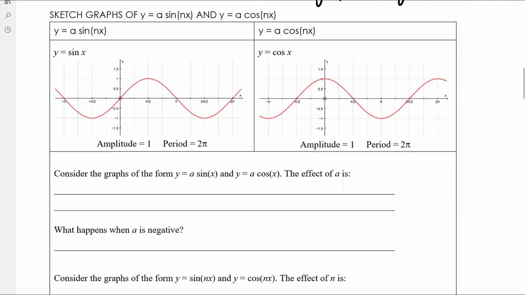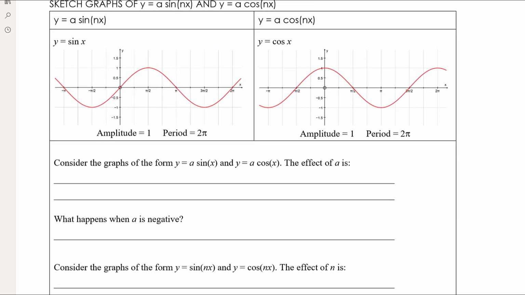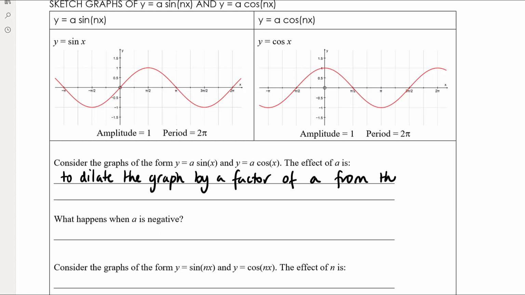And let's summarize what we've observed there. So if we have the graphs of the form y equals a times sine of x and a times cos of x, the effect of a is to dilate the graph by a factor of a from the x-axis. So this will affect the period. Sorry, affect the amplitude if we're stretching from the x-axis.